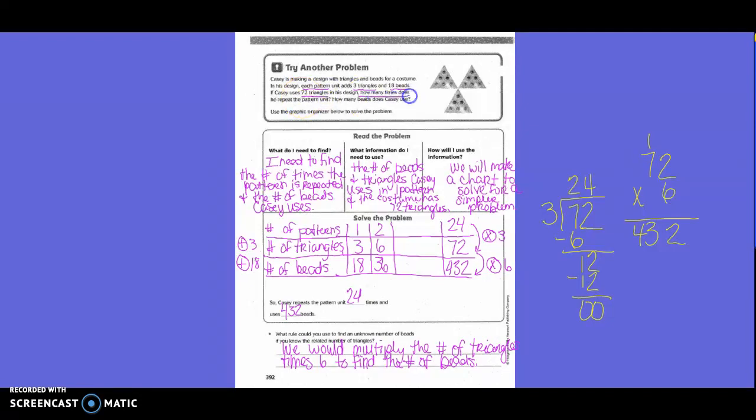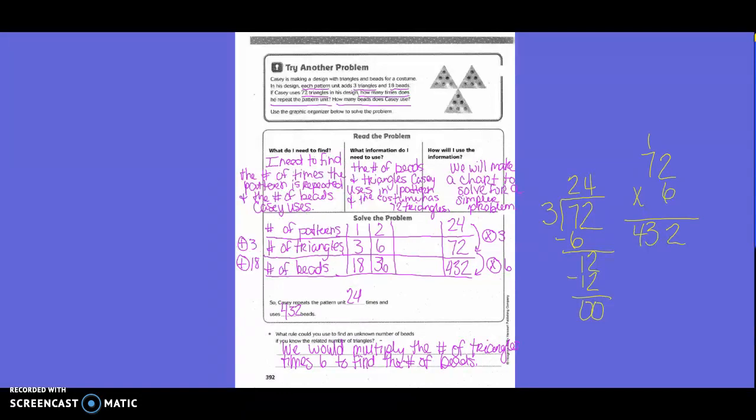And then we need to know how many times Casey repeats the pattern unit and how many beads Casey uses. So what do I need to find? I need to find the number of times the pattern is repeated and the number of beads Casey uses. What information do I need to use? The number of beads and triangles Casey uses in one pattern, and the costume has 72 triangles altogether. We will make a chart to solve a simpler problem, is how we will use the information.